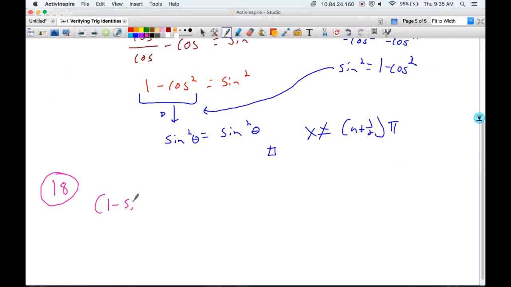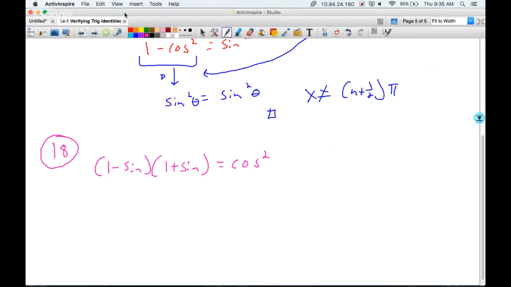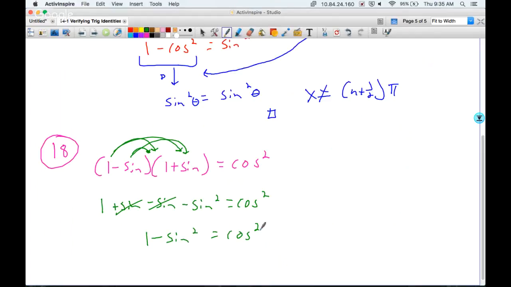18, I've got a 1 minus sine, a 1 plus sine, I've got a cosine squared. Don't really need to decompose into sine or cosine, so I'm just going to FOIL this. So first, outside, inside, last. Multiply the first thing, so I'm going to get a 1. Outside, I'm going to get a plus sine. Inside, I'm going to get a minus sine. And last, I'll get a negative sine squared equals cosine squared. These will cancel, and I've got a 1 minus sine squared equals cosine squared.